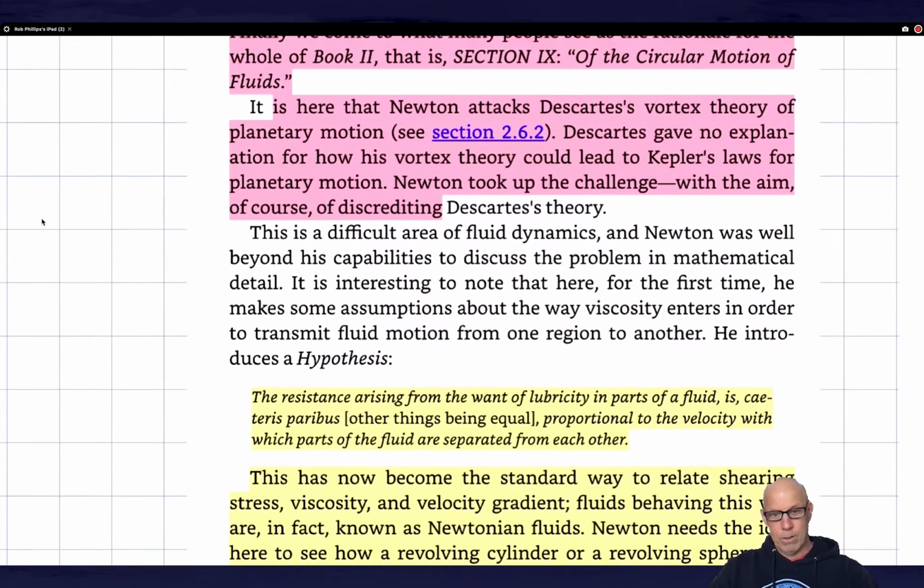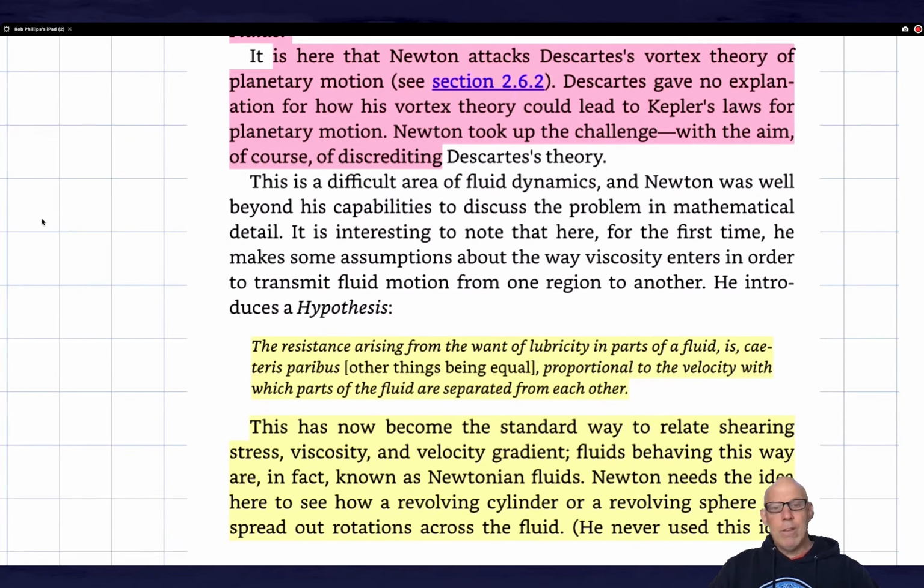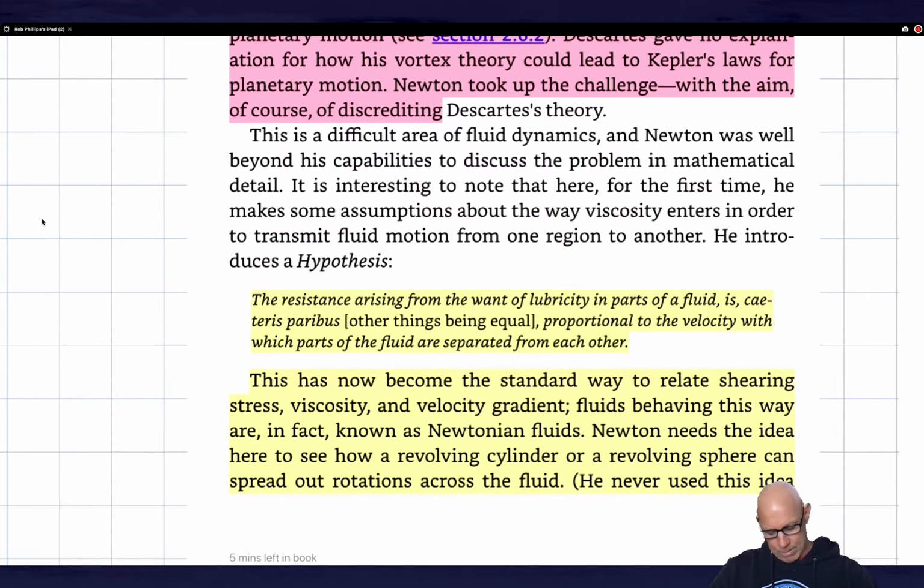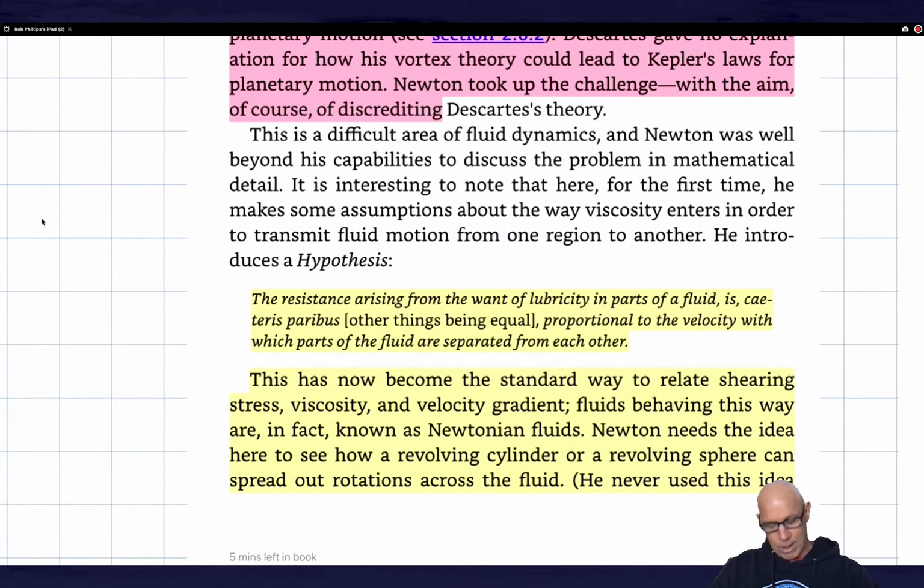He introduced a hypothesis. The resistance arising from the want of lubricity in parts of a fluid is, other things being equal, proportional to the velocity with which parts of the fluid are separated from each other. So that's an archaic way of saying the velocity gradient. This has now become the standard way to relate shearing stress, viscosity, and velocity gradient. Fluids behaving this way are in fact known as Newtonian fluids.